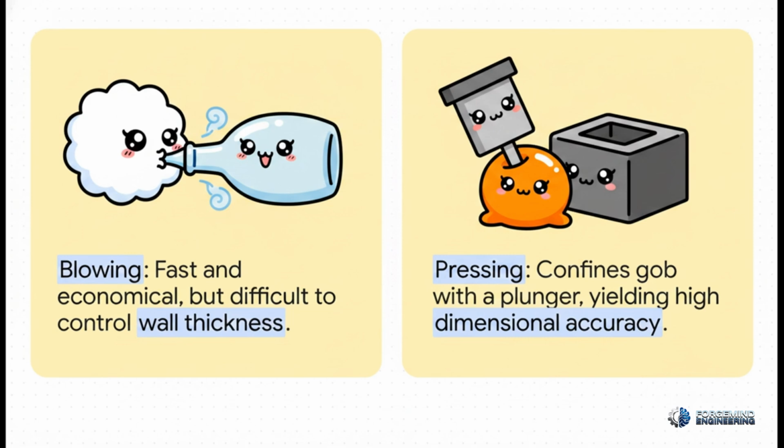Pressing, on the other hand, confines the gob with a plunger inside a split mold, yielding really high dimensional accuracy. From an industrial engineering standpoint, if a component absolutely needs tight dimensional accuracy, we have to route it straight through the pressing station. No way around it.